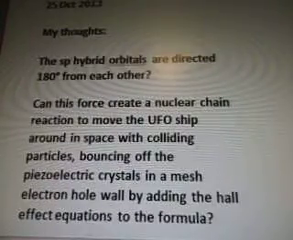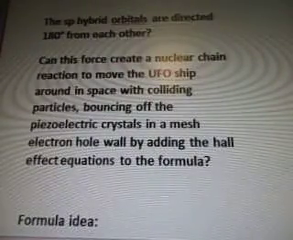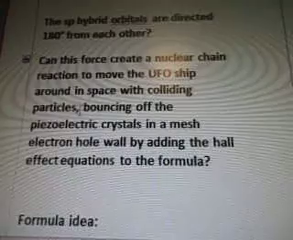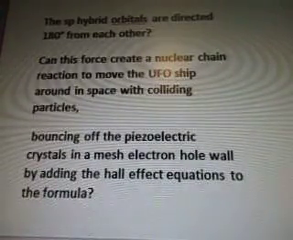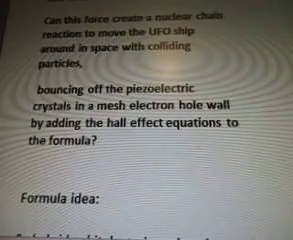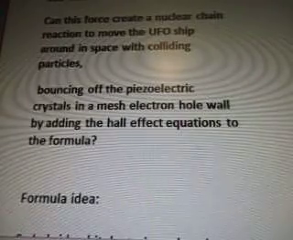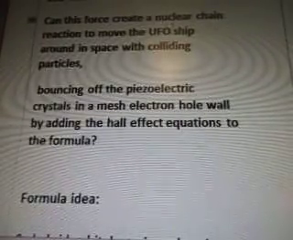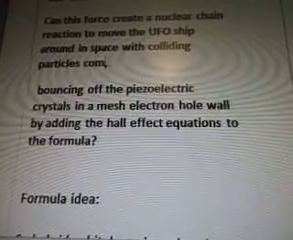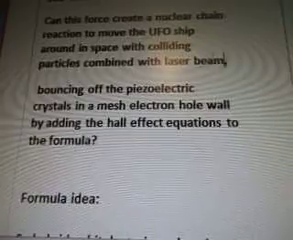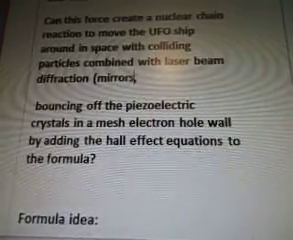Whew. October 25th, my thoughts. The sp hybrid orbitals are directed 180 degrees from each other. Can this force create a nuclear chain reaction to move the UFO ship around in space with colliding particles, bouncing off the piezoelectric crystals in a mesh electron hole wall by adding the Hall effect equations to the formula? A nuclear chain reaction to move the UFOs around in space with colliding particles combined with laser beam diffraction. And we'll see, add some mirrors there.